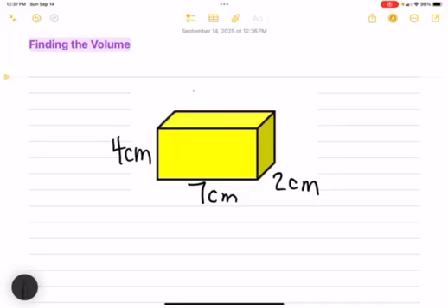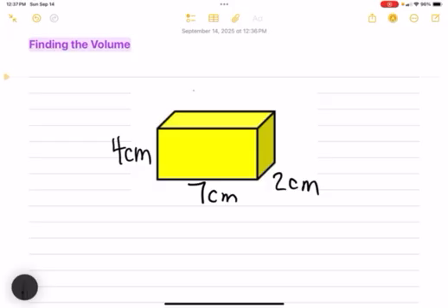Today we're going to find the volume of this rectangular prism. This is the second video in my volume series. In the first video, I go over how to find the volume when it's broken down into cubes, and we count the cubes for the length, the width, and the height. We can also see what's in the base layer. So if you're just starting out with volume, check that video out first.